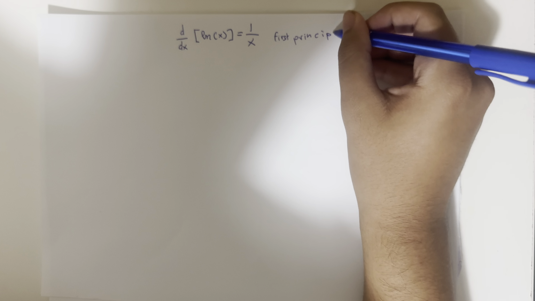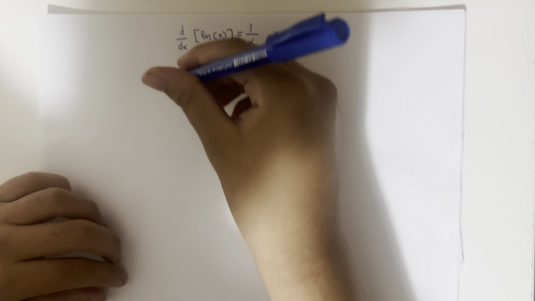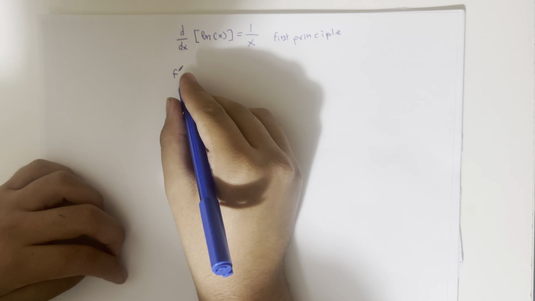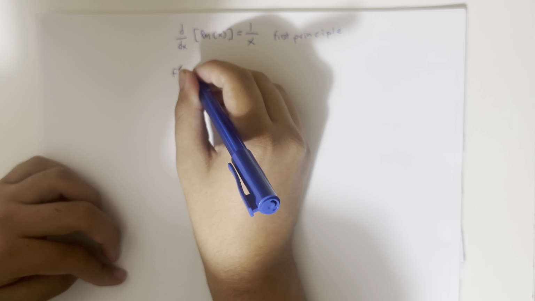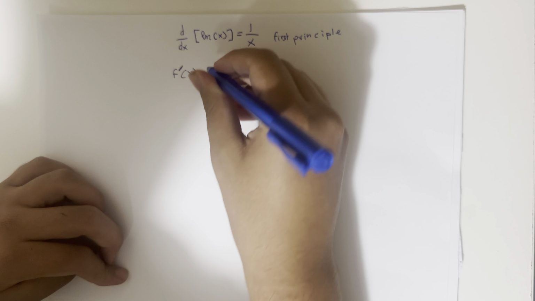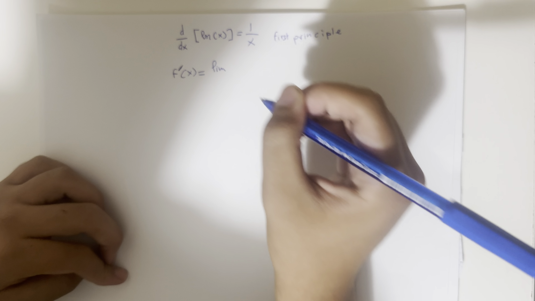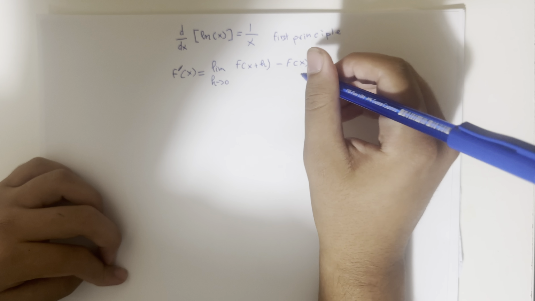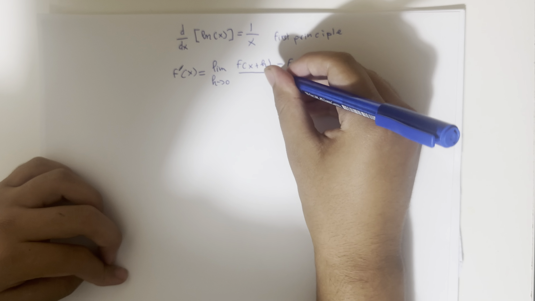aka the limit definition. So we know the limit definition of the derivative: we have a function f of x, and we want to find this derivative f prime of x. That's going to equal the limit as h approaches 0 of f of x plus h minus f of x, all over h.